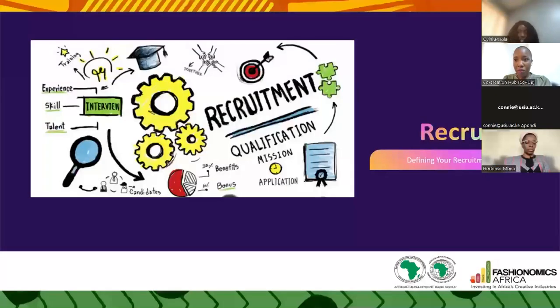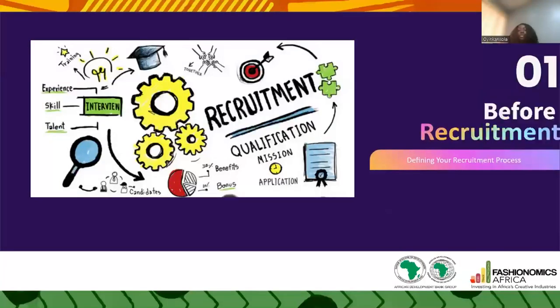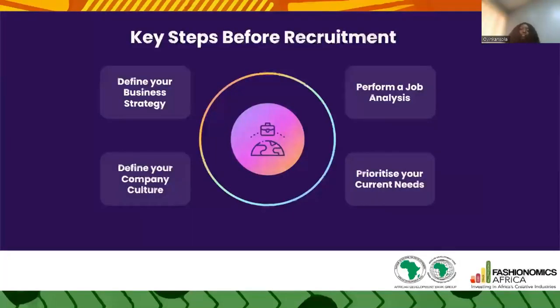So before recruitment, defining the recruitment process. Essentially, recruitment is getting skilled people to work for you to help deliver your goals, your objectives, your business strategy, right? So before you carry out any recruitment, you need to know what it is you're trying to achieve as a business. And that's where defining your business strategy comes in.